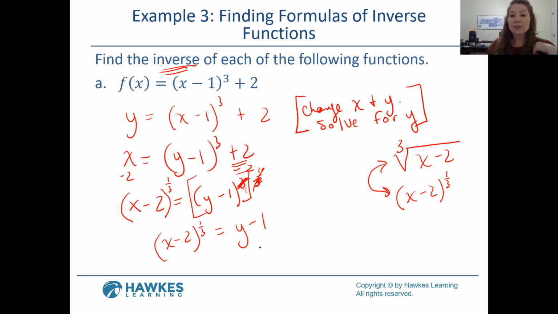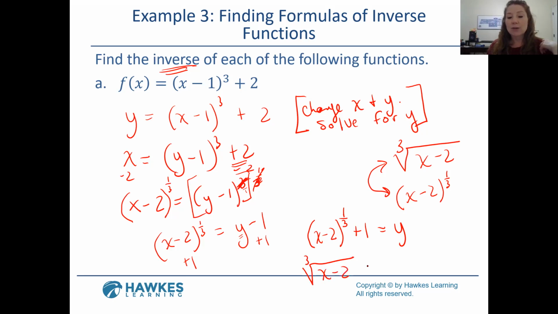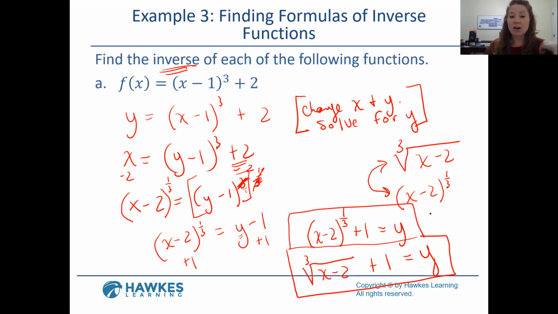And remember, what I'm trying to do is get rid of everything on the side with y. So the last thing I'm going to do is add 1. So I can write this 2 different ways. I could either write x minus 2 raised to the 1/3 power plus 1 equals y, or I could go ahead and put x minus 2 and the little radical plus 1 equals y. I'm 95% sure Hawks would take either one of those answers, because they are equivalent. They mean the same thing.